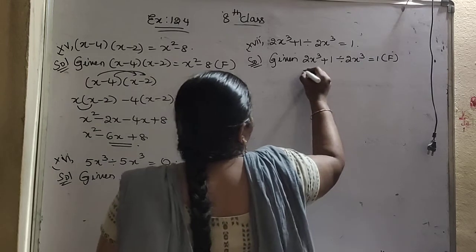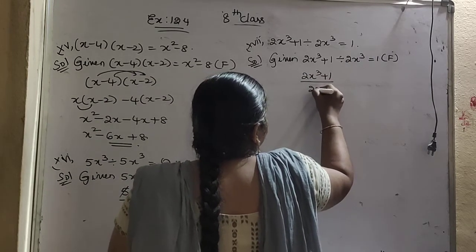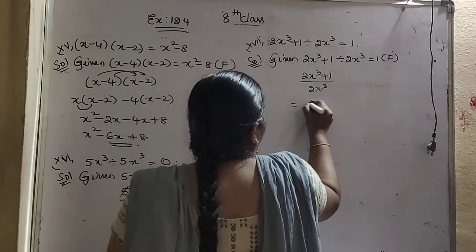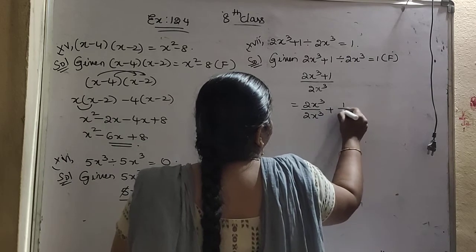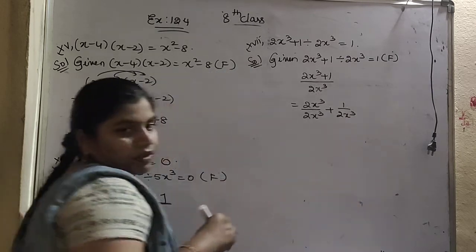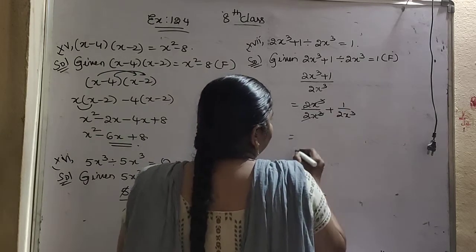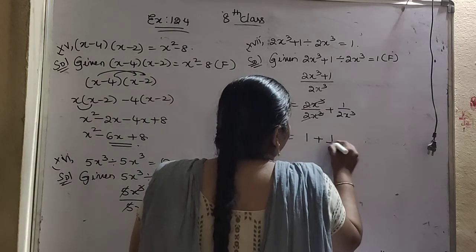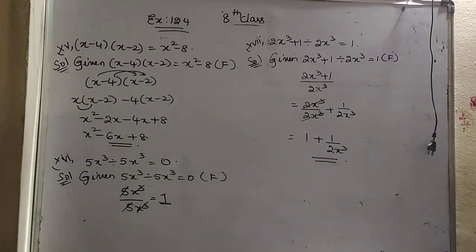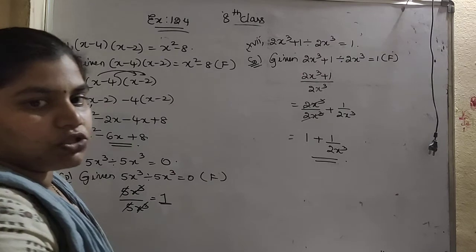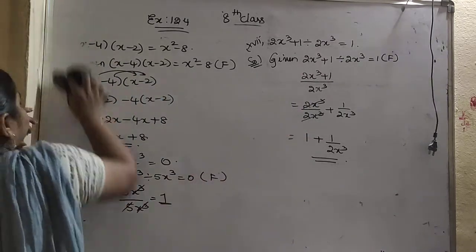Now I am writing it in fraction form, that is (2x cube + 1) by 2x cube. Split this value: 2x cube by 2x cube plus 1 by 2x cube we can write. Here the 2x cube terms cancel, so 1 plus 1 by 2x cube is our result. So what they have given is a false statement. Next is the 18th one.